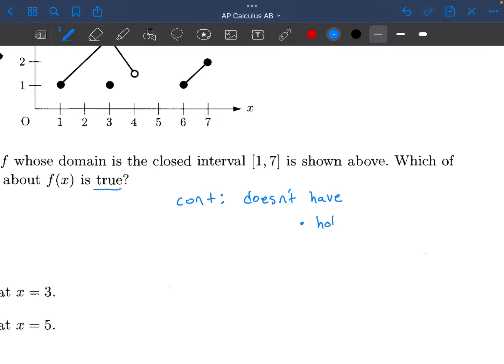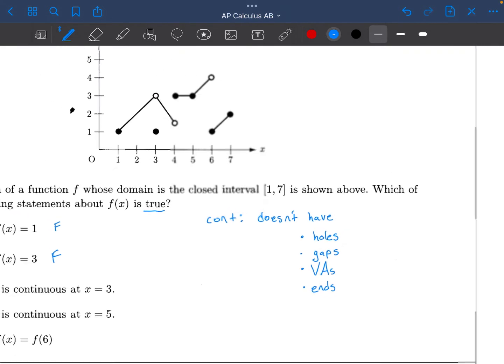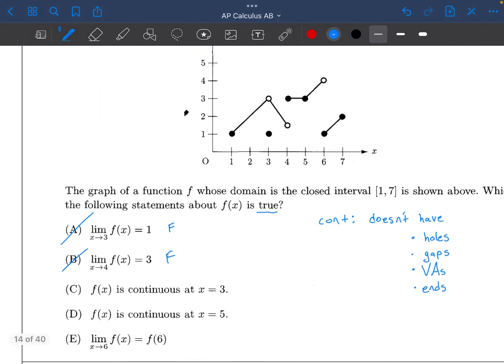So I'm going to say holes, gaps, VAs, I kind of want to make that a capital VA, VAs, and endpoints. So let's go ahead and look at x is equal to 3. So at x is equal to 3, do we have a hole, gap, or anything? And we do. We have this giant gap. Or you can think of it as a hole and a gap, kind of, right? So there's a hole there, and then it jumps down here. I would classify that technically as a hole, but it doesn't matter. It is a discontinuity here, so it is not continuous. So that one is false.